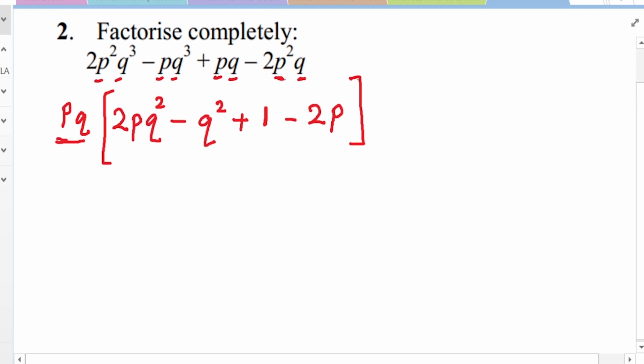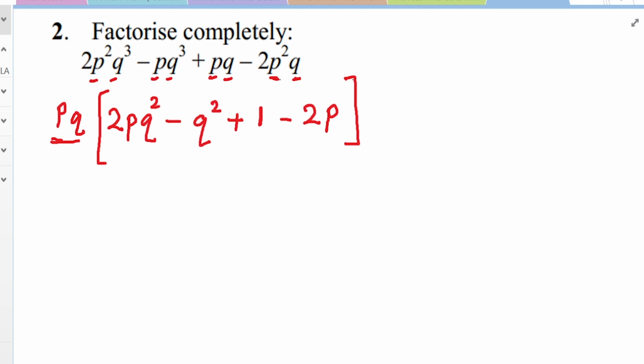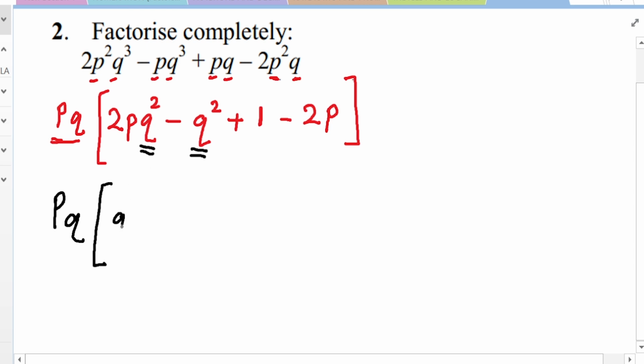Okay, so from there, we now work on simplifying the things in the brackets to make them simpler. So if you look into the brackets, we have a q squared there and a q squared there. So we are going to factorize that out. So what we have here is pq in brackets, we have q squared put outside the brackets, into this expression, divided by q squared, we remain with 2p. Then here we have negative q squared, divide that by q squared, remain with minus 1. Then here we have plus 1 minus 2p, like that.